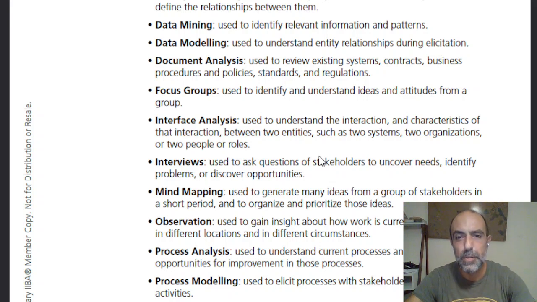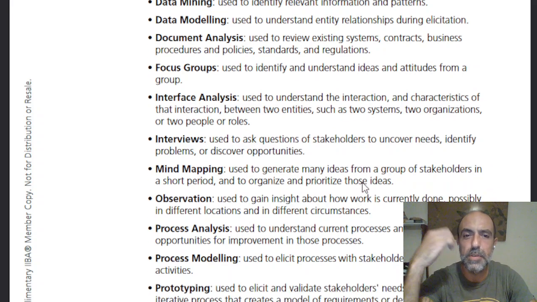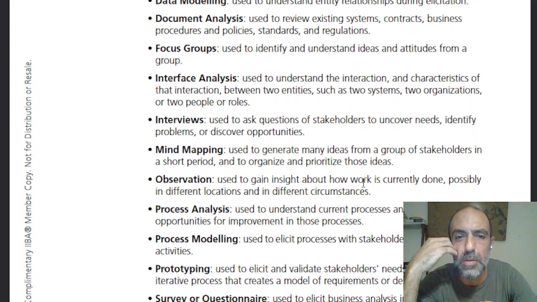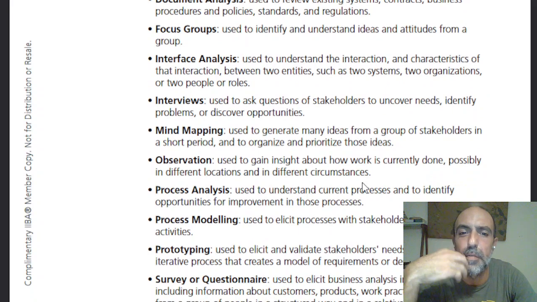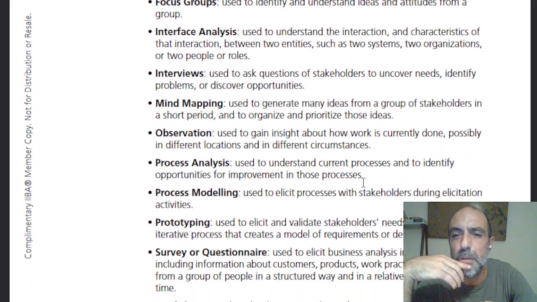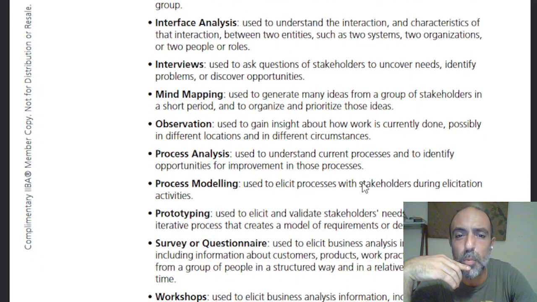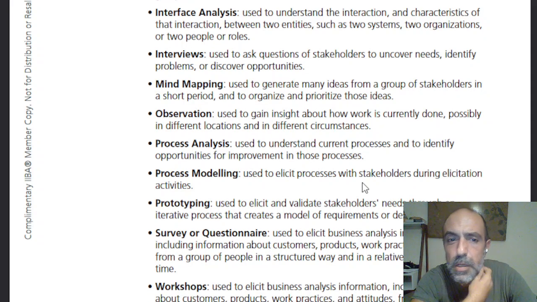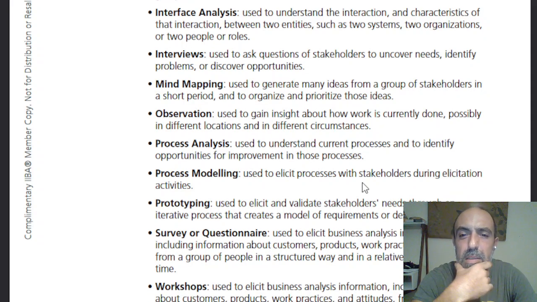Interface analysis is used to understand the interaction and characteristics between two entities, such as two systems, two organizations, and two people or roles. Interviews are used to ask questions of stakeholders to uncover needs, identify problems, and discover opportunities. Mind mapping is used to generate many ideas from a group of stakeholders in a short period to organize and prioritize those ideas. Observation is used to gain insight about how work is currently done, possibly in different locations and in different circumstances.